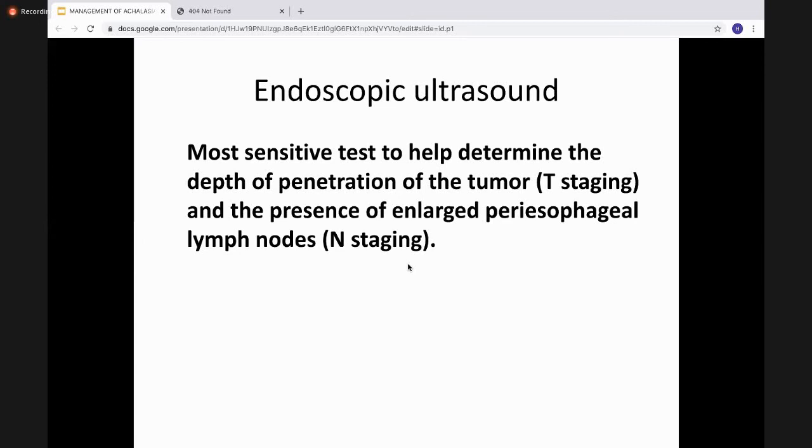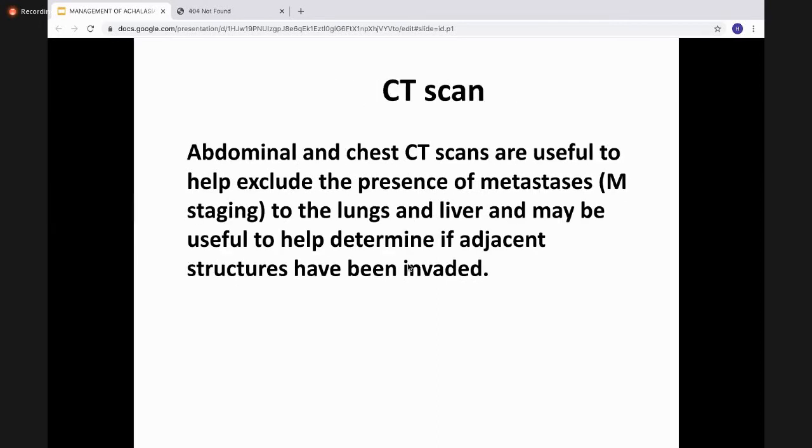Whether it's T1, T2, T3, it can be diagnosed through the endoscopic ultrasound. And also, N staging, like intermediate lymph nodes, can be diagnosed through the probe of the endoscopic ultrasound. And then a CT scan should be done to stage the disease and find out the distant metastasis.